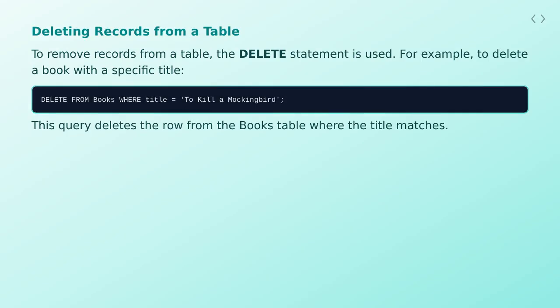This section covers deleting records from a table. To remove records from a table, the delete statement is used. For example, to delete a book with a specific title, deletion uses a delete request as shown in the sample on this slide. This query deletes the row from the books table where the title matches.